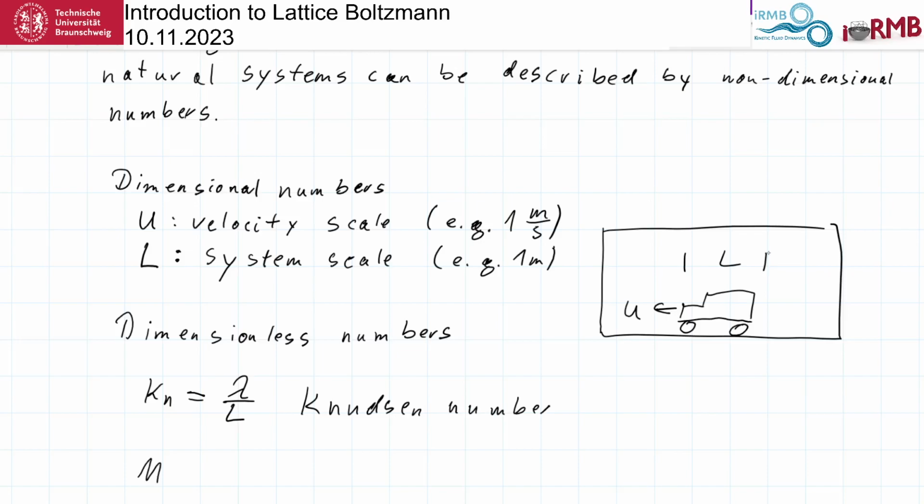In particular, the next one, Mach, the Mach number. Mach was a guy with a very big beard. Yeah? So Mach is defined as the velocity scale divided by the speed of sound. Yeah? This is the Mach number. And I think the Knudsen number is probably something that is new, but the Mach number is something that everybody has heard about. Yeah?